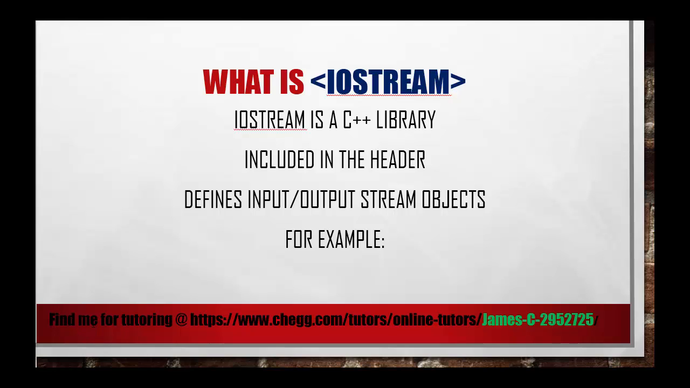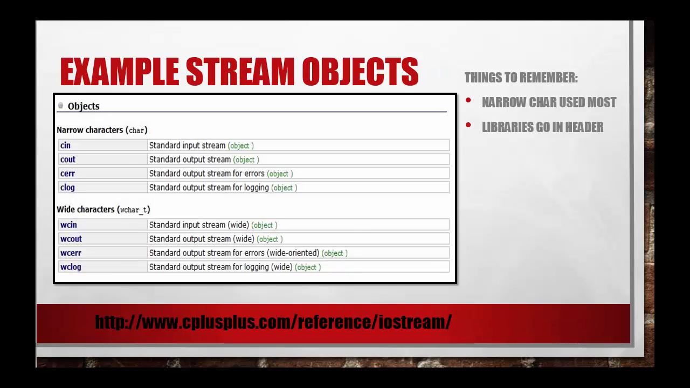Here are examples of these stream objects. This picture comes straight from the C++.com website, for reference purposes. So a C++ library object allows us to use things like cin, cout, cerr, and clog. These are some of the common ones that you will notice.